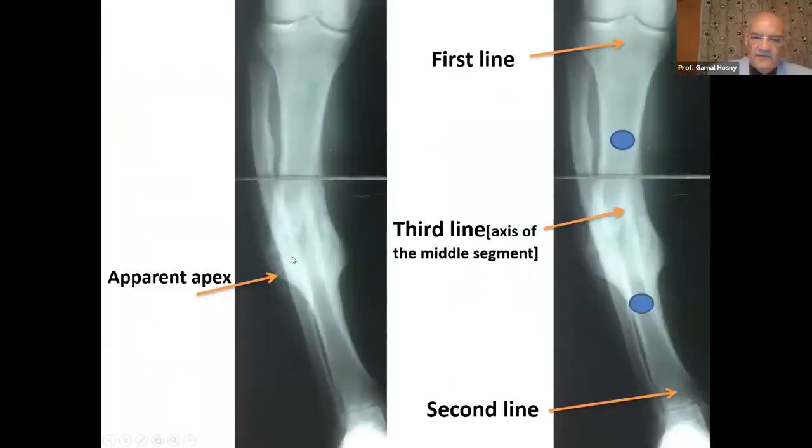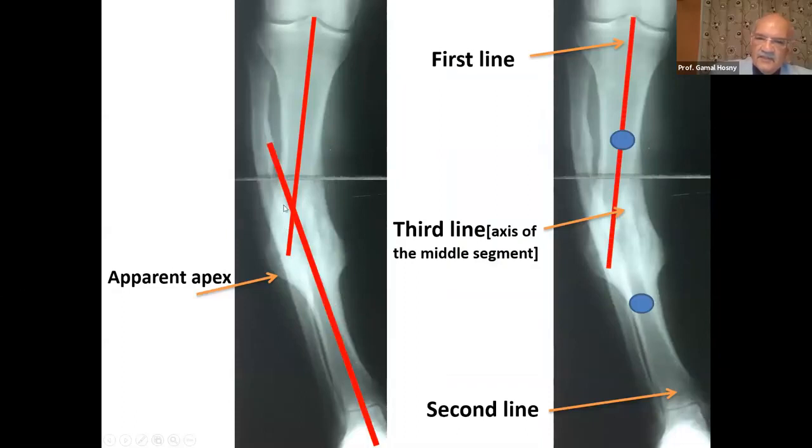Again, this is the apparent apex. We draw the anatomical axis of the proximal segment and the distal segment. They are going to meet not in the apparent CORA. So we have to draw a third line. This third line represents the middle segment. When we draw the middle segment line, it will meet the proximal line in the proximal CORA and the distal line in the second CORA. So we have two CORAs. We need two osteotomies to correct this C-shaped deformity.